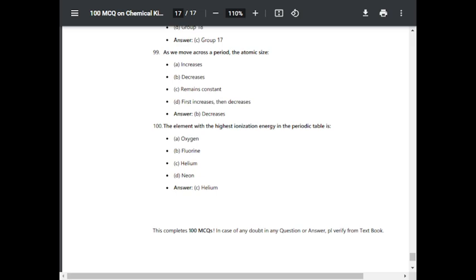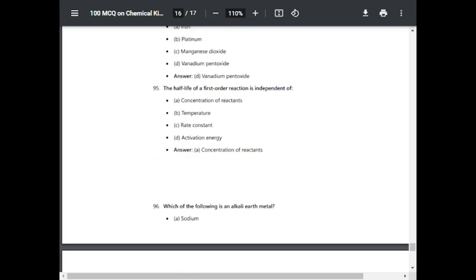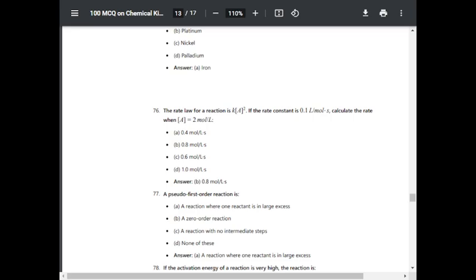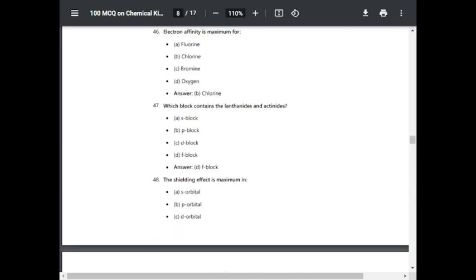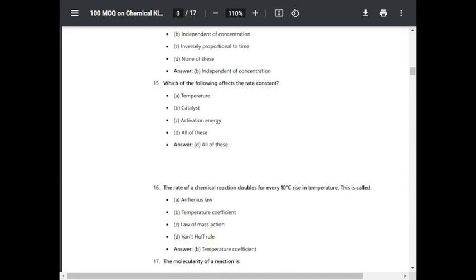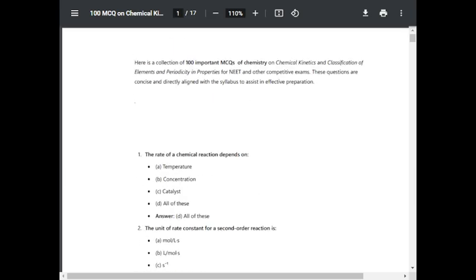This completes the 100 MCQs. In case of any doubt in any question or answer, please verify from the textbook. I have discussed 100 MCQs belonging to the topics of chemistry, that is the periodic law, chemical kinetics, classification of elements, and periodicity in properties for NEET and other competitive exams.